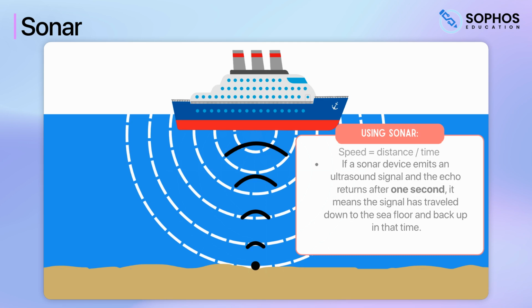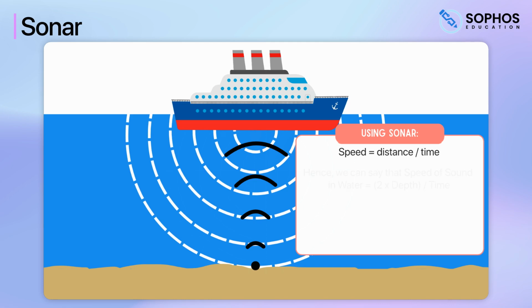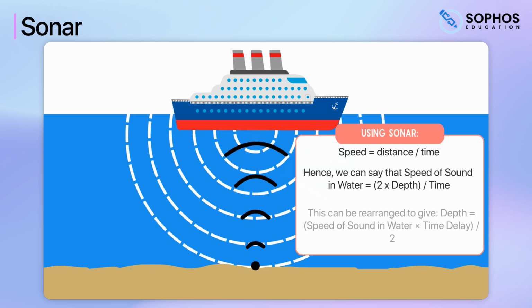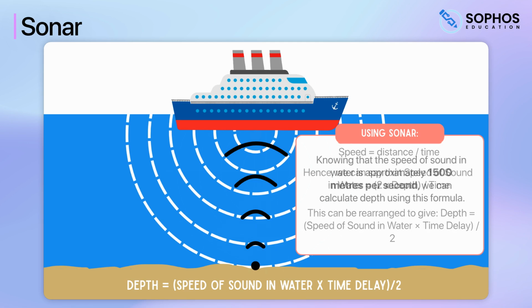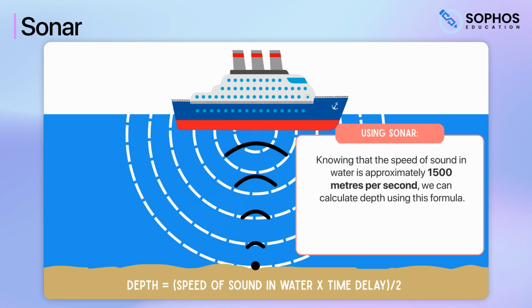We know that speed equals distance divided by time. Hence, we can say that the speed of sound in water equals 2 multiplied by the depth divided by the time delay. This can be rearranged as shown. Depth equals speed of sound in water multiplied by time delay divided by 2. Knowing that the speed of sound in water is approximately 1,500 meters per second, we can calculate depth using this formula. Sonar is invaluable for detecting submarines, locating shipwrecks, studying marine life, and mapping the seafloor.